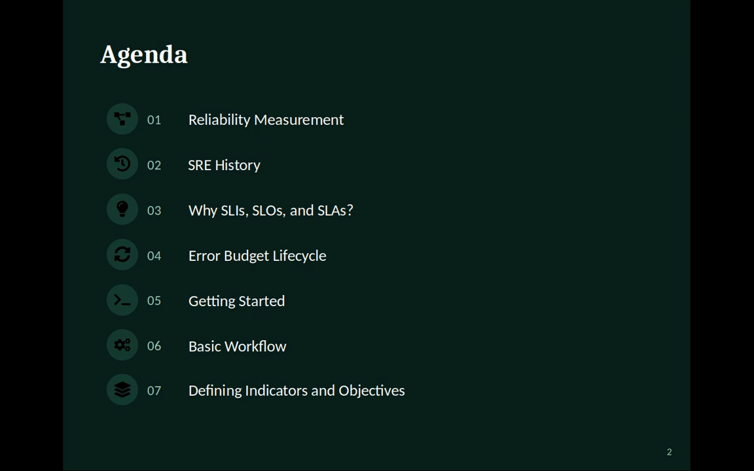Agenda: reliability measurement. SRE history. Why SLIs, SLOs, and SLAs? Error budget lifecycle. Getting started. Basic workflow. Defining indicators and objectives.